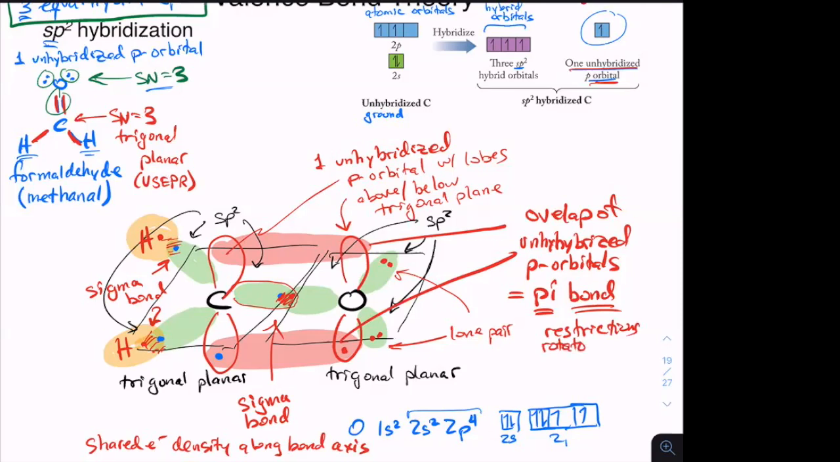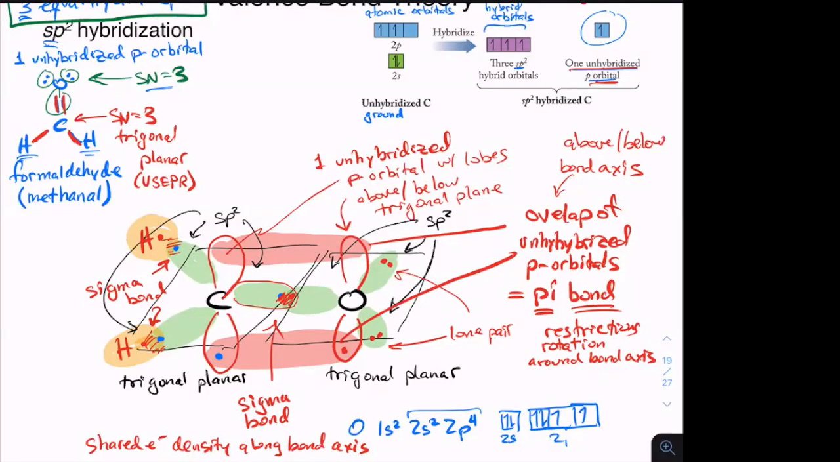Rotation. Actually, you already started writing it, so let's continue. Restricts rotation around the bond axis. And that's because the overlap is above and below the plane. Well, actually, not even the plane. It's the bond axis. It's above and below the bond axis. That's the better way to say it. Whereas the sigma bond is along the bond axis, the pi bond is above and below the bond axis.